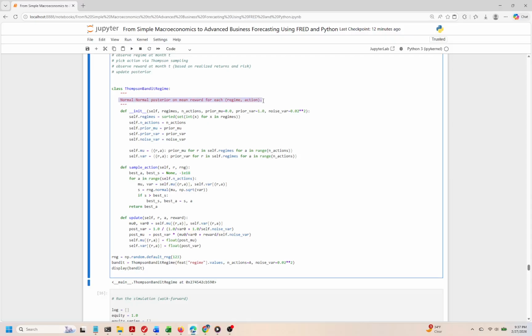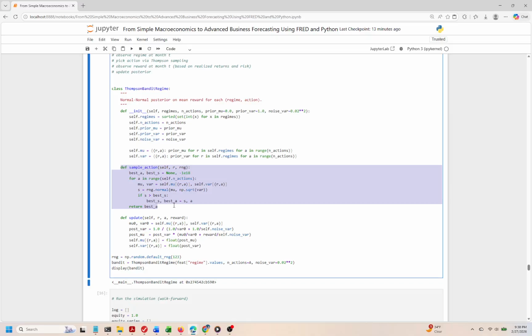Within this setup, the code maintains dictionaries for both the mean and variance of expected rewards for each combination of regime and action. As actions are chosen and rewards observed, these statistics evolve, allowing the model to refine its predictions over time. It is important to note the use of a normal posterior, which facilitates efficient Bayesian updates as new information is acquired. When it comes to selecting actions, the sample action method employs Thompson sampling by generating samples from the current belief distributions for each action under the observed regime. The method identifies the action with the highest sample value, thereby allowing the agent to focus on the most promising choices based on its current understanding.